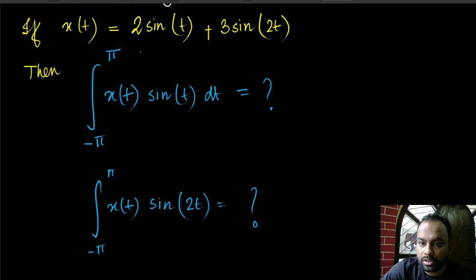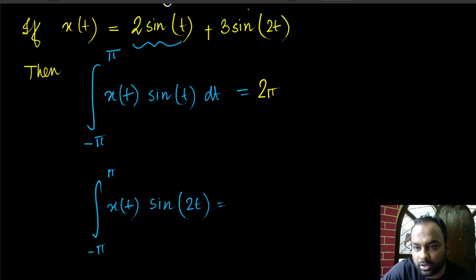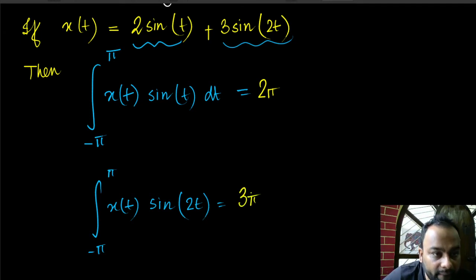So of course I have a 2 sin t component here, and because of that this integration will result in 2 pi, right? So this is going to be 2 pi, and because we have a 3 here, this is going to be 3 pi, right? Yeah, it's pretty simple to understand, right?